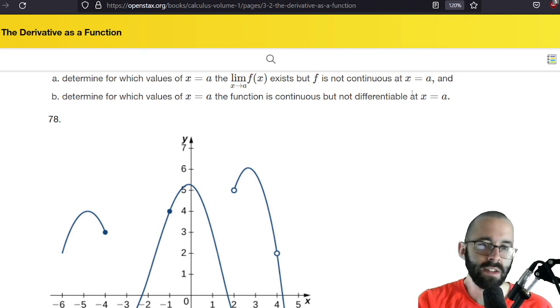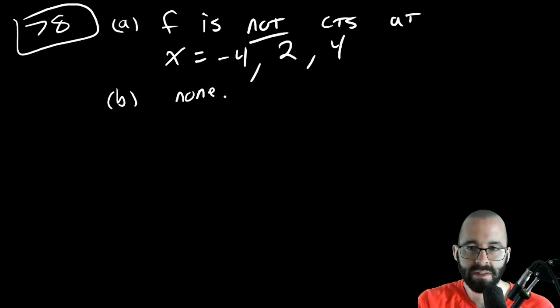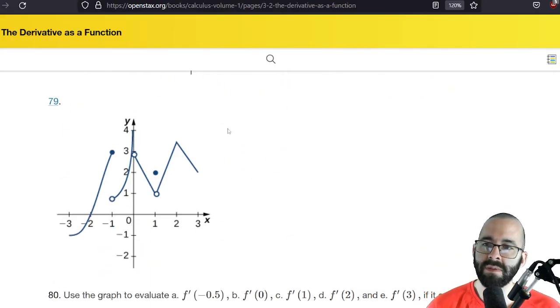Here, they actually do overlap differentiability and continuity. They don't in general, but here they do. So for part B, there's no x values for which this applies. But for like number 79, for example, there are. Number 79, when x equals 2, this function's continuous, but it's not differentiable.